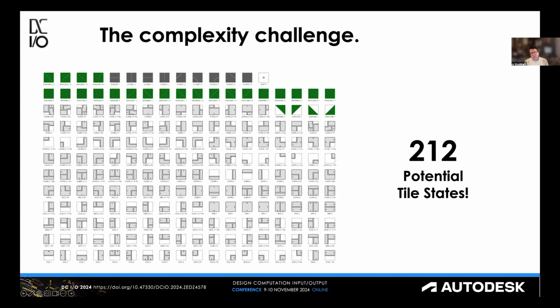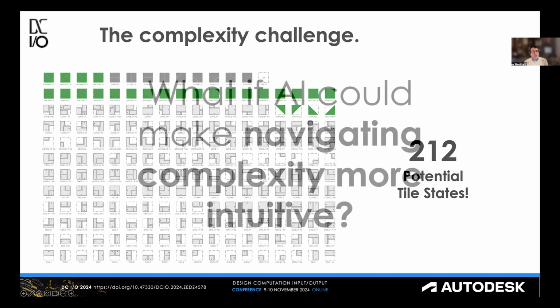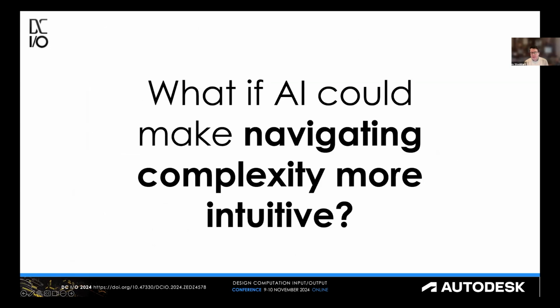And so this led us to the next question of, what if we could start to use AI and Gen AI specifically to make navigating complexity more intuitive? Could we use AI to solve this challenge of complexity and navigate potential solutions and performance trade-offs in a simple and straightforward way? So I'm going to pass to Adam now to talk more, and we can switch to him as a spotlight.